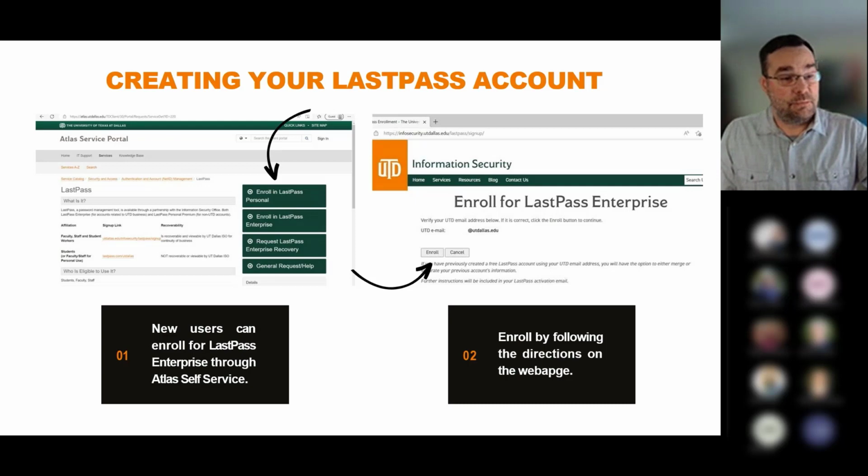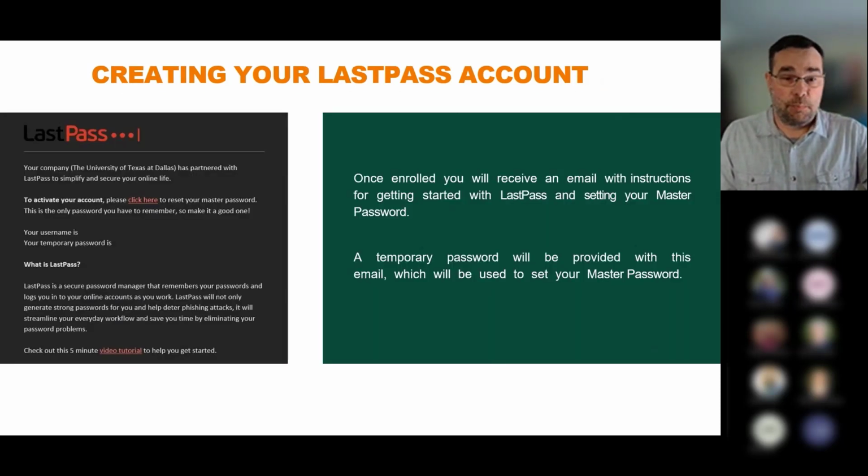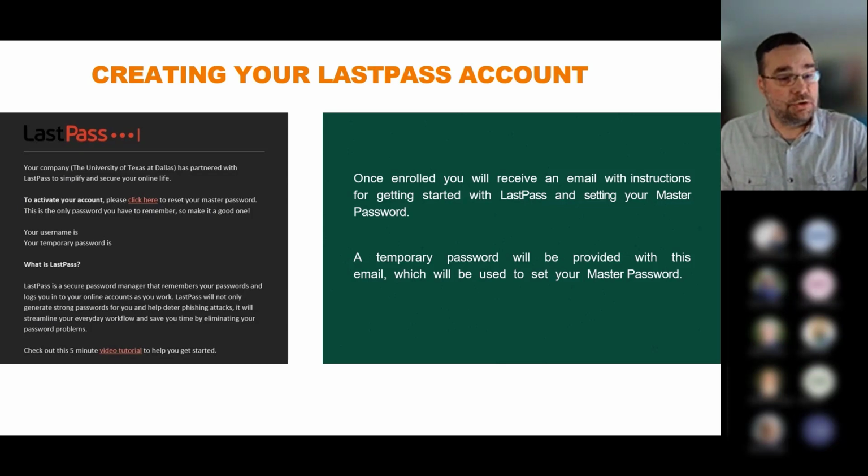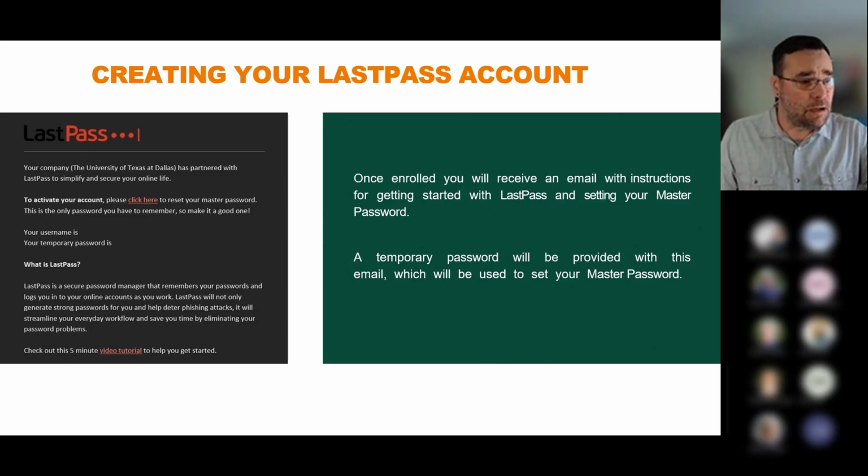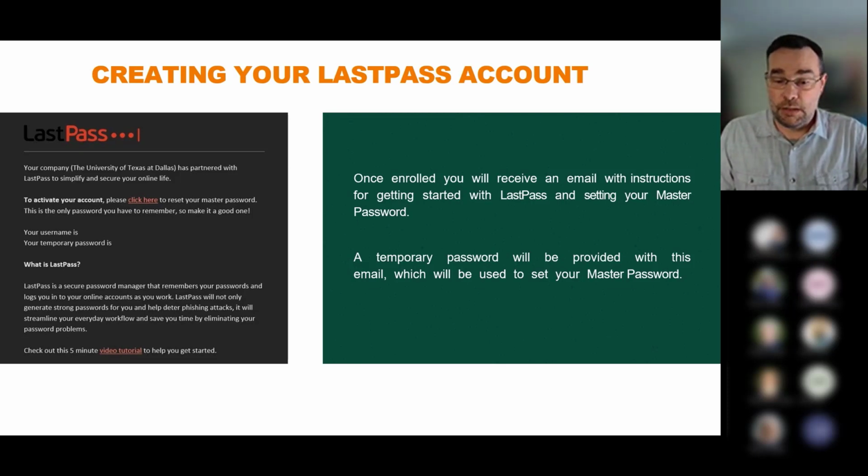As I step through, when you select Enroll in LastPass, you'll be forwarded to the next screen where you can actually click the Enroll button. Once you select the Enroll button, you'll receive an email, and it will have a temporary master password that will be provided on your first sign-in. You would use this temporary password to sign in, and then you will be immediately prompted to create your own master password, which you would use to unlock your vault, update your passwords and such.